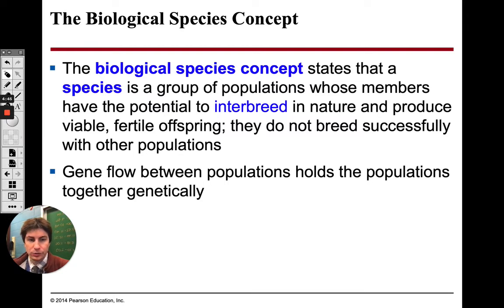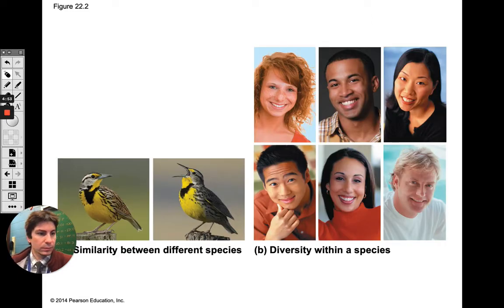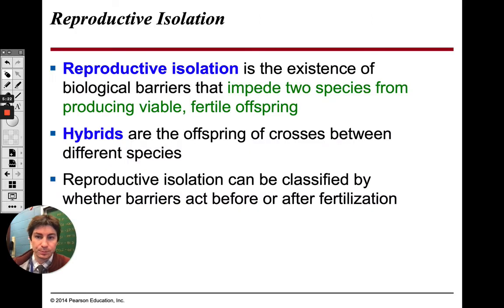All right, so if we have two mules mating, nothing happens. They're sterile, so there is no genetic exchange. The whole thing with the biological species concept is that it's based on the potential to interbreed rather than on physical similarities. You guys can see all these people look very different, but they can all breed together. We don't need two people with red hair to breed to produce fertile offspring. All these people, their genes are close enough together that they can breed and make fertile offspring.